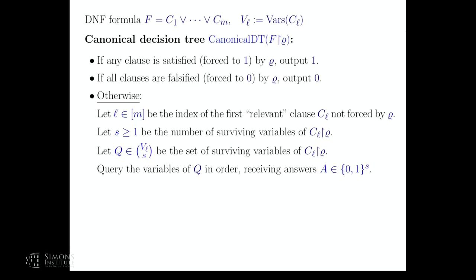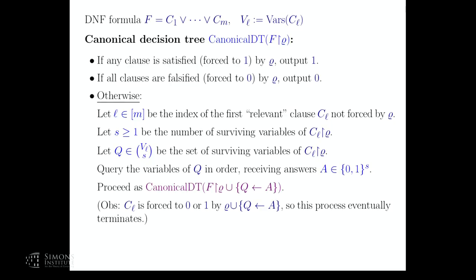And then finally, what do we do in the decision tree? We're going to query all of the variables of Q, in order. Not adaptively, we just query them all. And we receive some answers in the decision tree, and I'll denote this by A. We can represent A by a sequence of length S of zeros and ones, the answers to the queries. Then, this is defined by recursion, we proceed as the canonical decision tree of f under an extension of rho. We take rho and then we tack onto it the restriction in which the variables in Q get answers A, and we proceed.